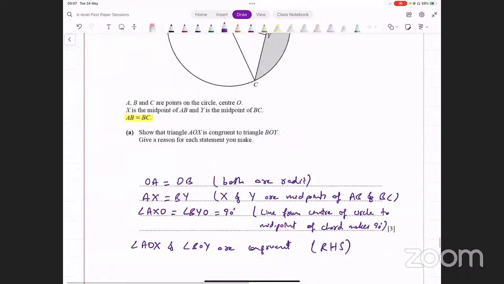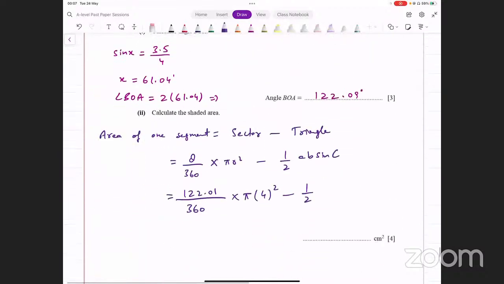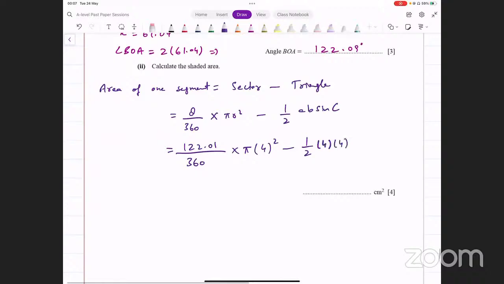दोनों साइड्स कौन सी हैं? एक रेडियस यहाँ पर आ रहा है, एक रेडियस यहाँ पर आ रहा है. Both radii are 4, both sides are 4. उनके दरमियान वाला एंगल भी आपको पता है, that's 122.09. Let's just use that. We've got 1 over 2 into 4 into sine of 122.09 degrees. And that's going to give you the area of one part of that shaded region. Let's figure this out. 122.09 divided by 360 into 16 pi minus 8 into sine of 122.09.